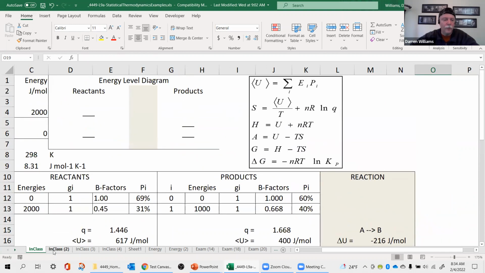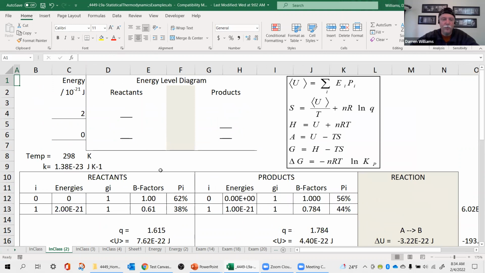Okay, one more example. This is the same problem, but look at the energy units. So here's my energy level diagram. I have 0 and 2, but they're really small energies. This would be energies per particle. Now, I don't exactly know how we calculate a 2-level system for a single particle, because it's either going to be in the ground state or the upper state. So we have to have more than just one particle in this, but this is the scale, 10 to the minus 21 joules.